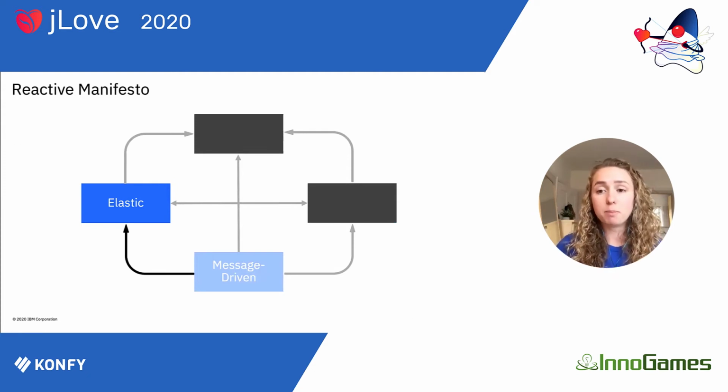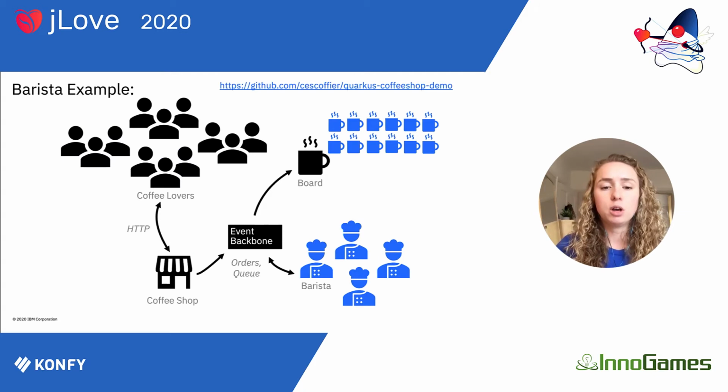Elasticity is all about being able to scale our resources both up and down depending on that fluctuating load to our system. So in the barista example, we'd be able to scale up the number of barista microservices so that we could better deal with that increased influx of coffee orders. And this way we could produce a much more reactive and responsive system for our end users by being able to elastically scale those resources.